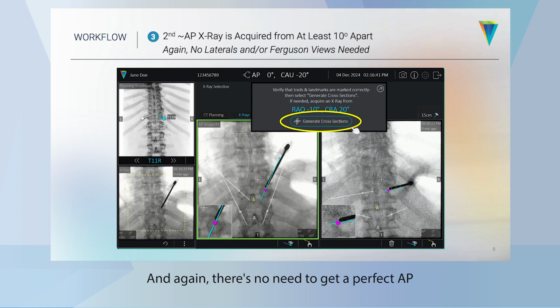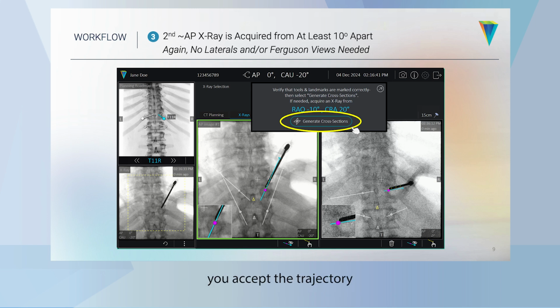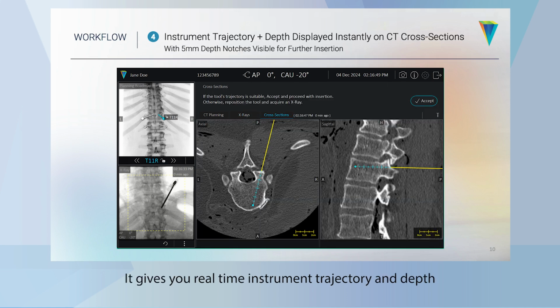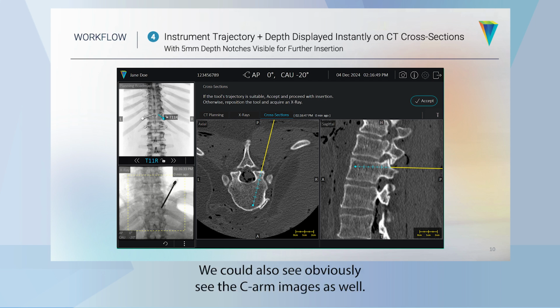And again, there's no need to get a perfect AP and no need to take a lateral, which is actually quite disarming when I played with the system for the first time. You just simply need to be 10 degrees apart to register. So once you have those two x-rays 10 degrees apart and you're on target, you accept the trajectory. It gives you real-time instrument trajectory and depth, which is displayed on these CT images, which is extremely helpful to us. But you can also see, obviously, the CR image as well.